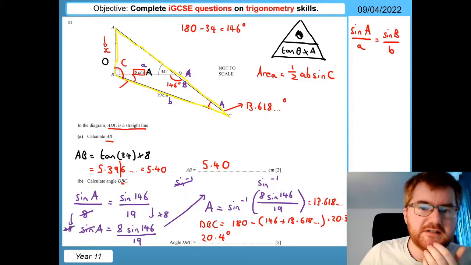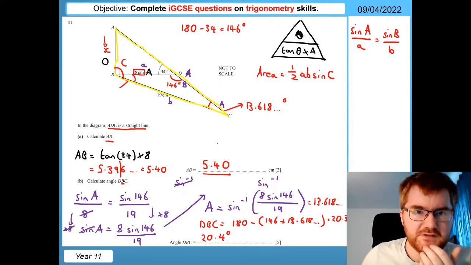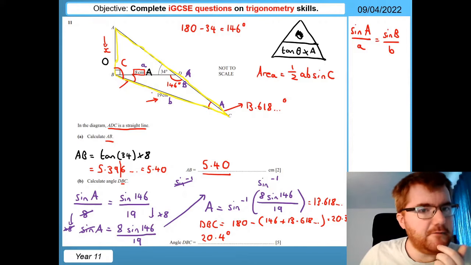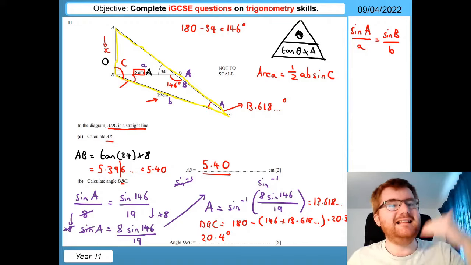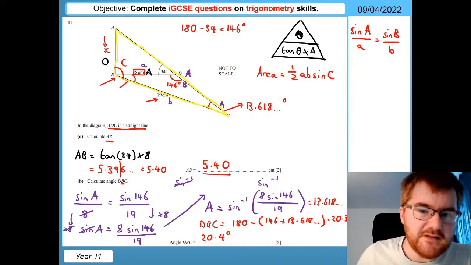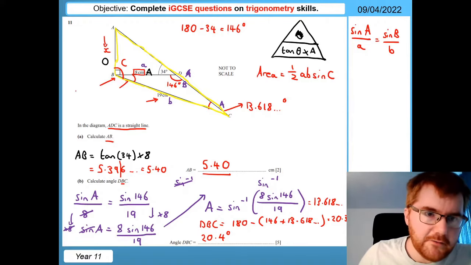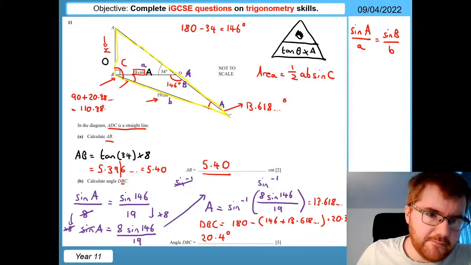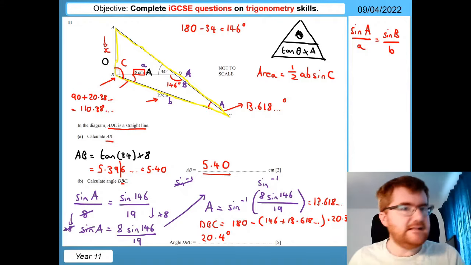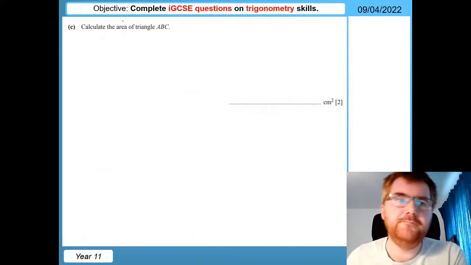X we already worked out from the previous question, 5.40. We know 19 from the question itself. And because we worked out this angle, notice these questions lead into each other, we actually know that this whole angle is going to be 90 plus the answer we just worked out, 38 dot dot dot, which is going to be equal to 110.38 dot dot dot. So let's bring all this together for our formula.